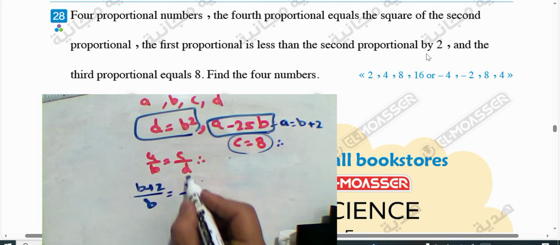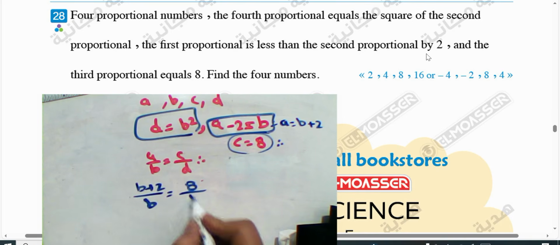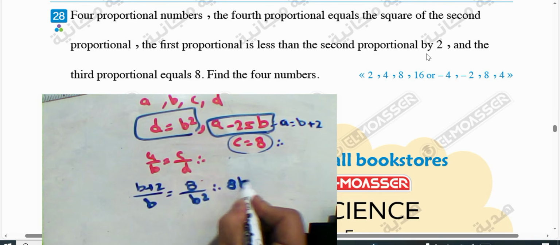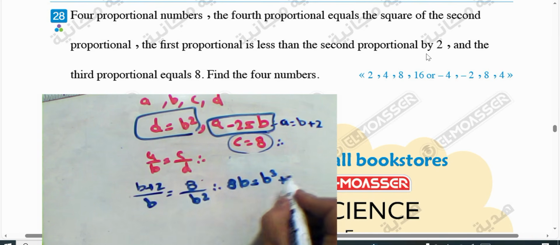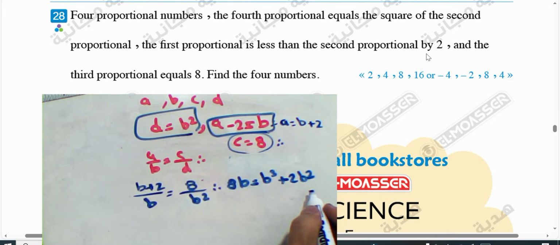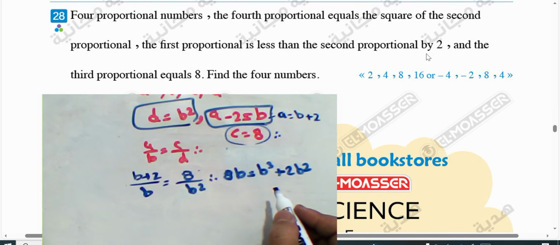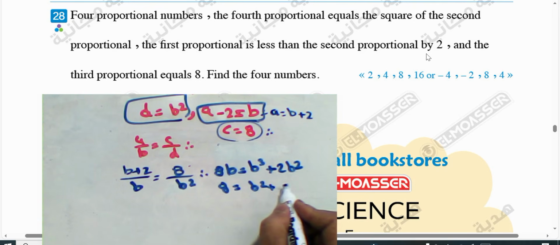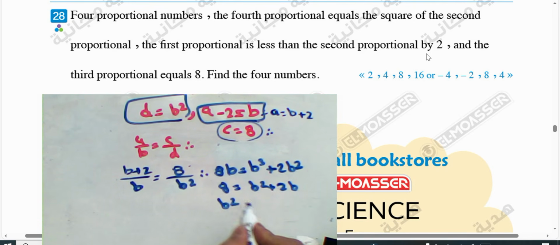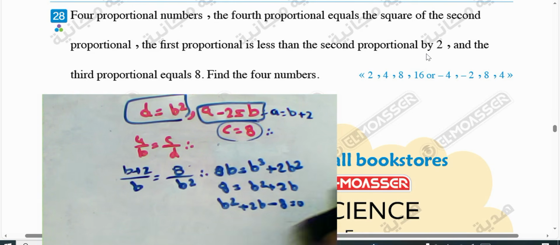Okay, my students, we have D here. D equals B power 2. We can multiply 8 times B to get 8B. B power 2 times B equals B power 3. 2 times B power 2 equals 2B power 2. You can divide by B. Then 8 equals B power 2 plus 2B. Then B power 2 plus 2B minus 8 equals 0. Then we can factorize this expression now.